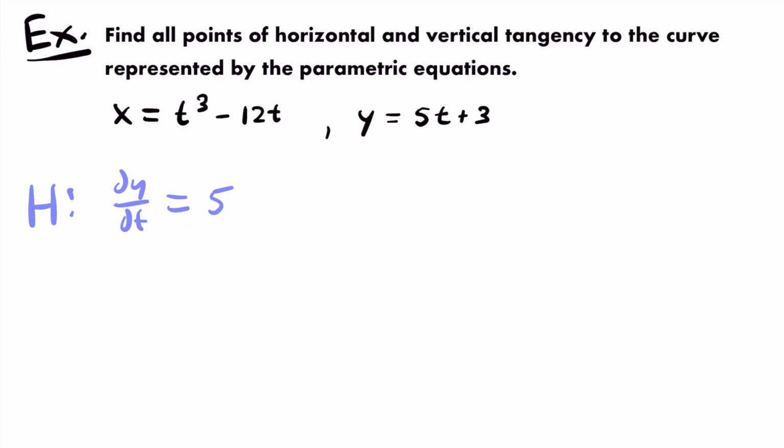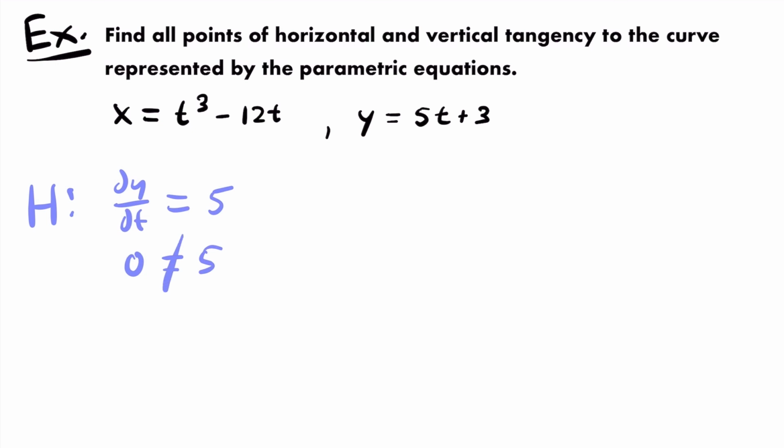And what we want to do at this point is set dy dt equal to 0 and solve for any values of t. But in this case, notice that there are no t's in this derivative, right? dy dt is just equal to 5. So if we set that equal to 0, we just have 0 equals 5, which is an untrue statement, right?